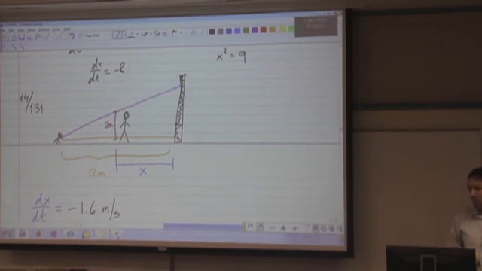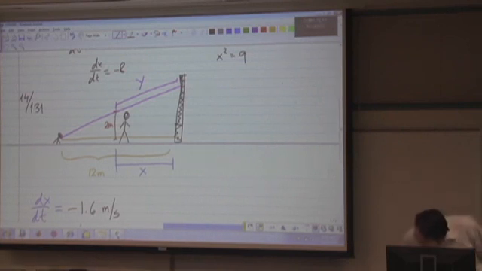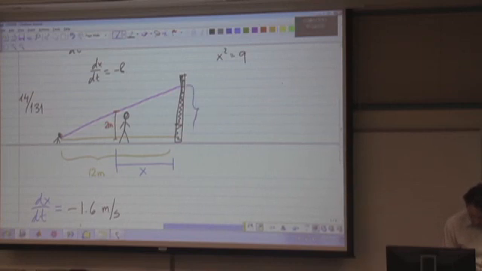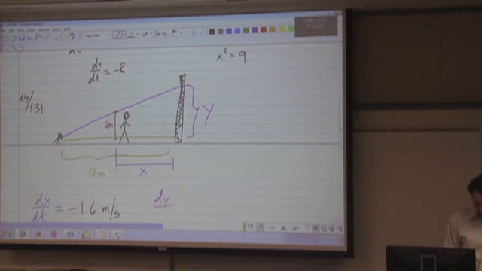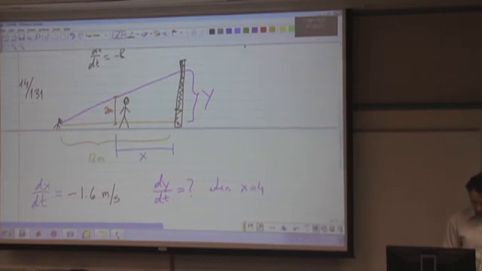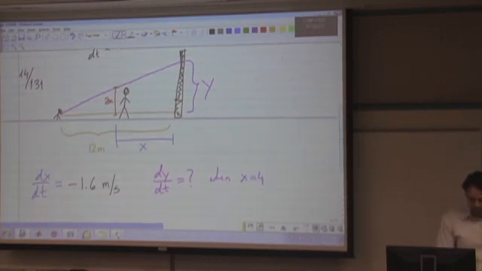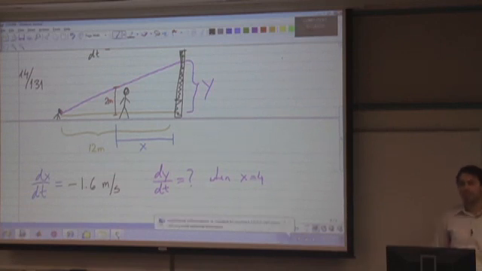If I draw one of those lines, if this distance is y, sorry, what am I looking at? The length of the shadow. Oh, never mind. Wrong picture. So if I do that, then if this is y, what I'm interested in is dy over dt equal to what, when x is equal to 4. Does this make any sense? Yes?